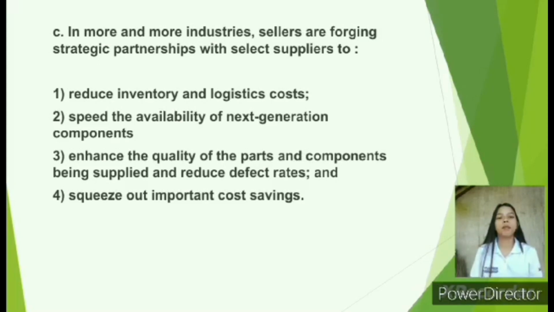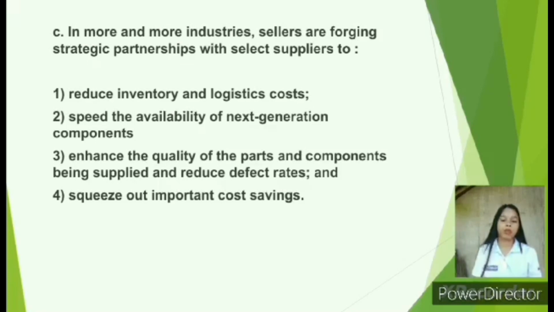So letter C is in more and more industries, sellers are forging strategic partnerships with select suppliers to, number 1, reduce inventory and logistic cost. Number 2 is speed the availability of next generation components. Number 3 is enhance the quality of the parts and components being supplied and reduce defect rates. And number 4, squeeze out important cost savings.